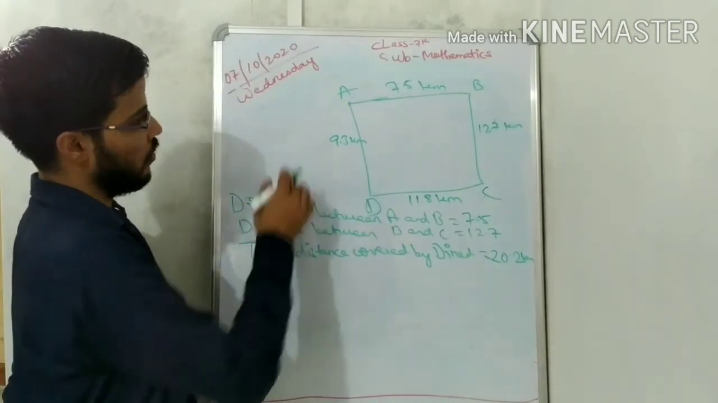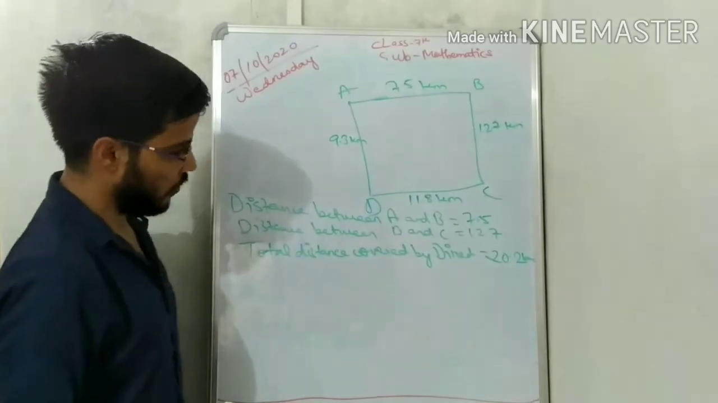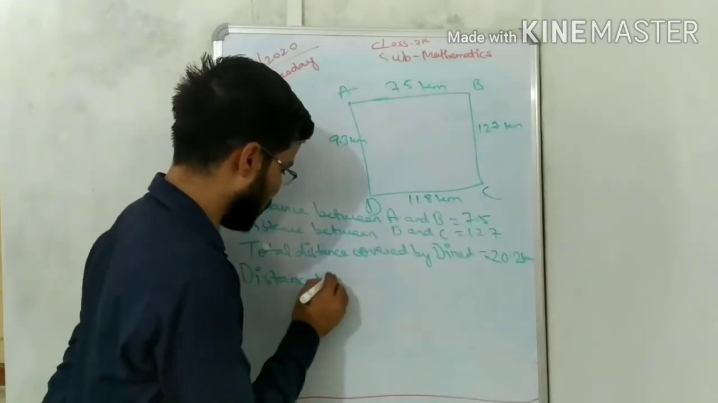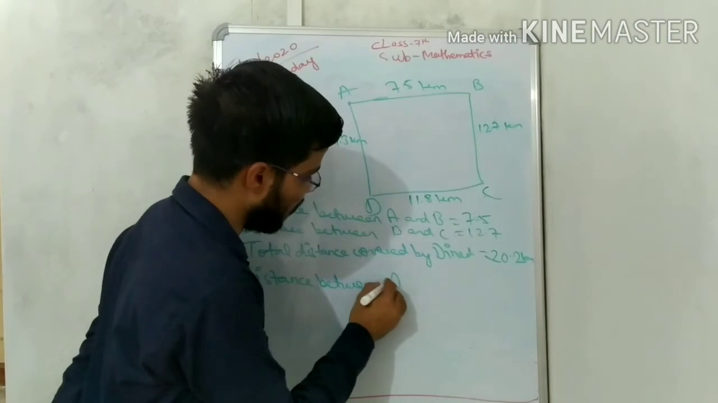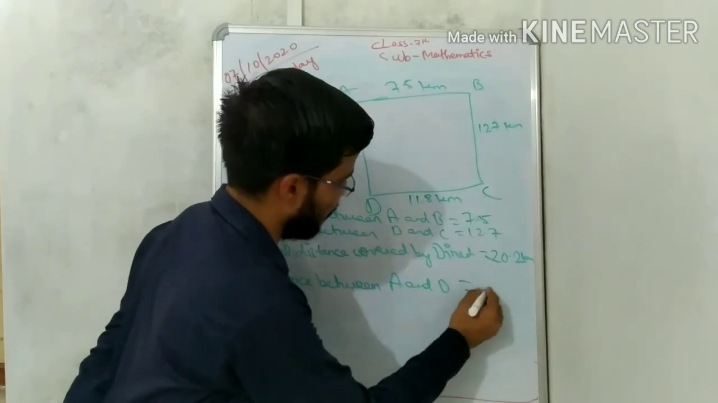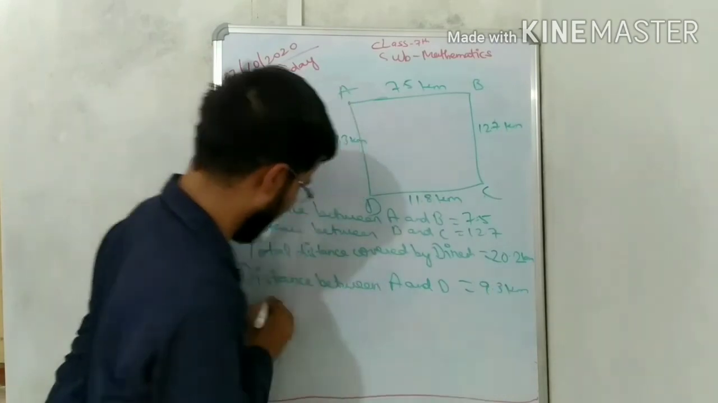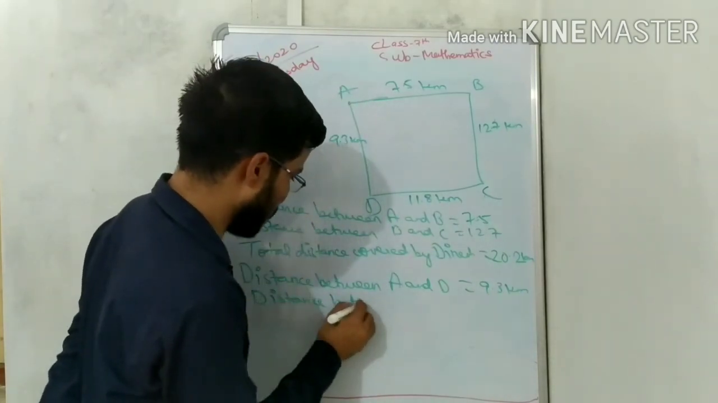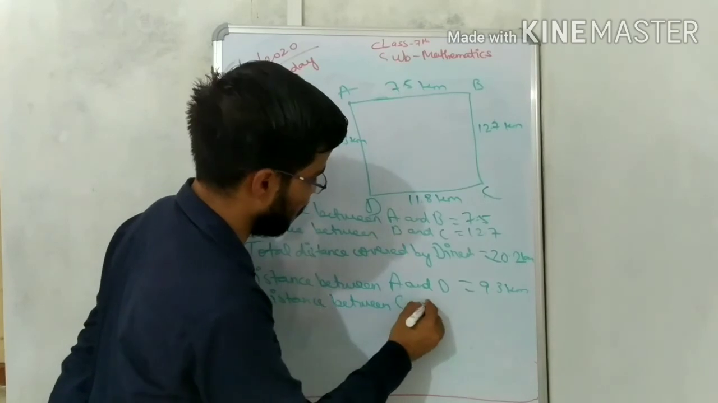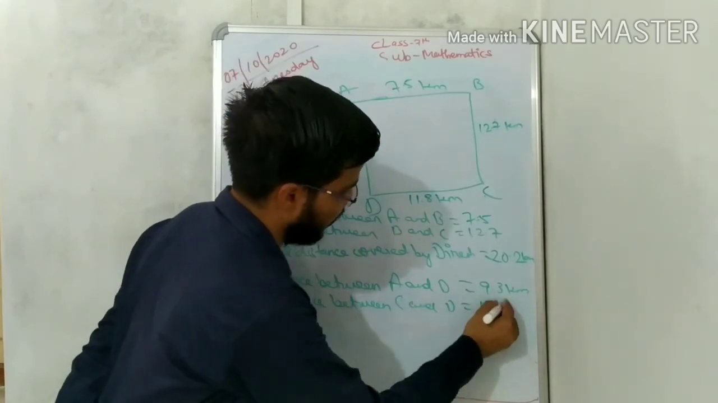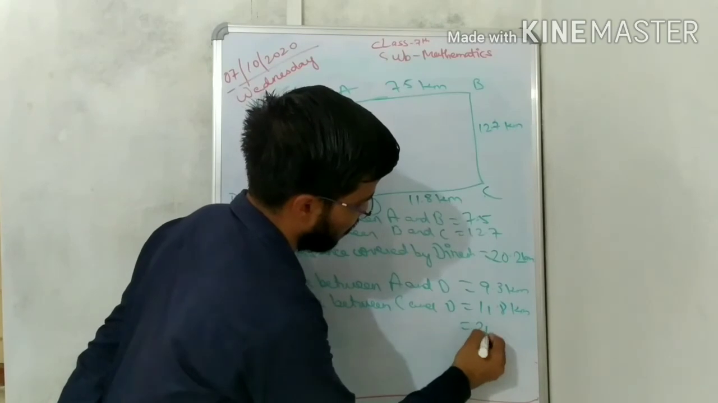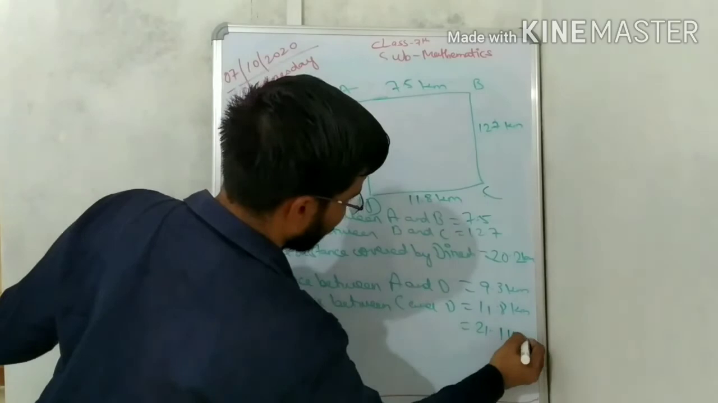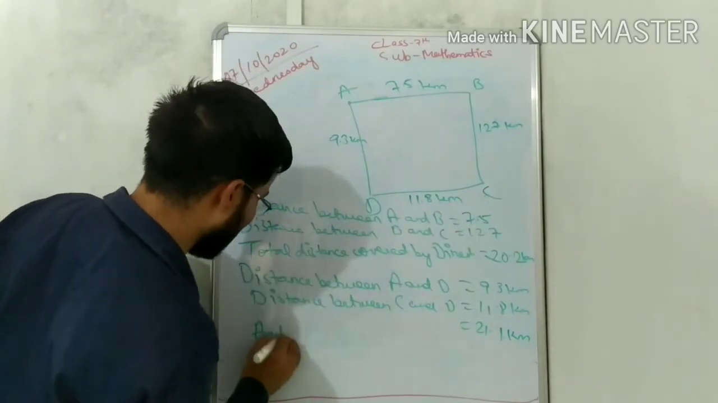Now we will move to the second part and find the distance of Ayub. In this, what will we do? We will just change the places, like the distance between A and D and the distance between D and C. A and D is 19.3 and the distance between C and D is 11.8. Then we will add it. How much distance was traveled by Ayub? We will get 21.1. Then we can check that Ayub traveled more distance than Dinesh.